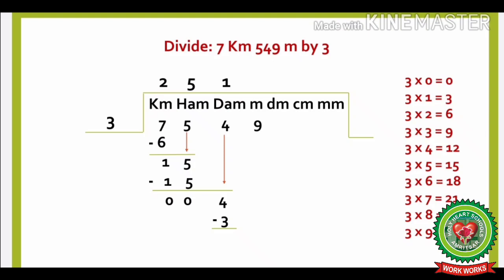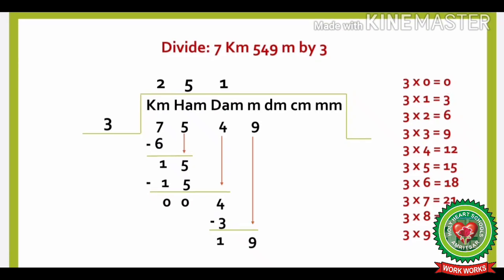Now we will bring down the next digit, that is 4. Now, does 4 come in the table of 3? No, 4 does not come in the table of 3. So we will take 3 1s are 3. So 1 we will write just above decameter and 3 we will write just below 4. Now 4 minus 3 is? Yes, 1.